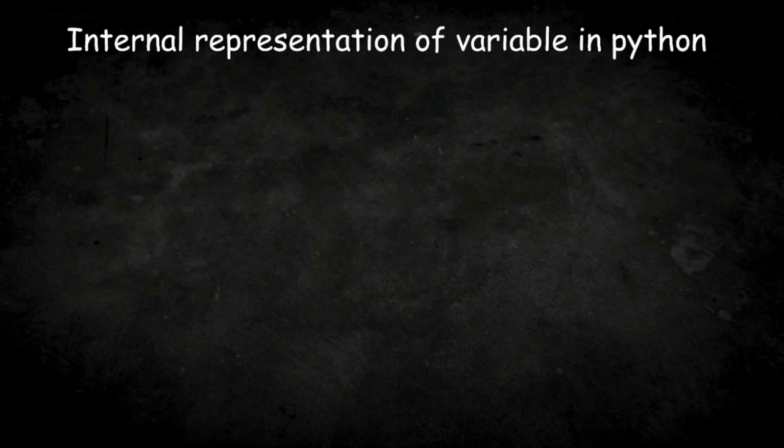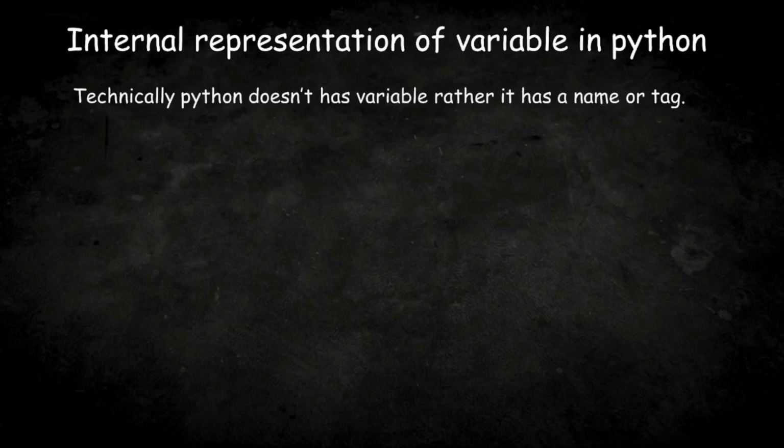In this session, I'm going to discuss the internal representation of a variable in Python and also the notion of constant in Python. In Python, variables are quite different from variables in C or C++. Actually, Python doesn't have any variable. Rather, we can say that it has a tag or names.